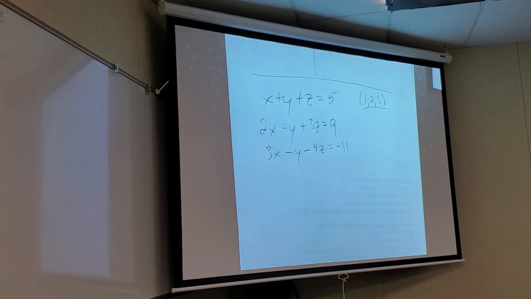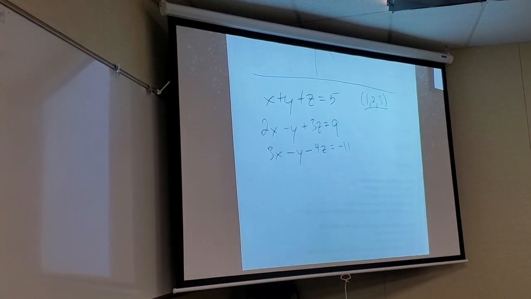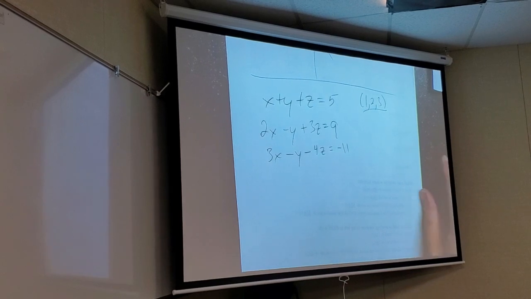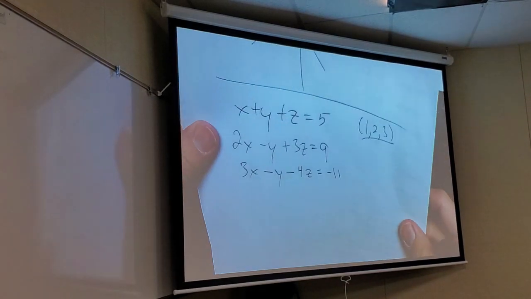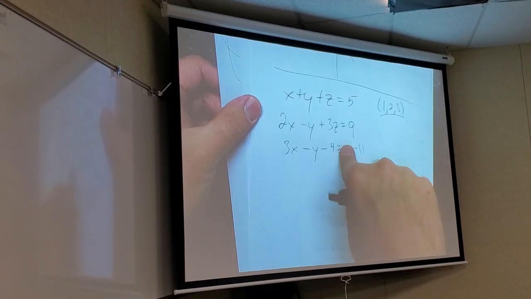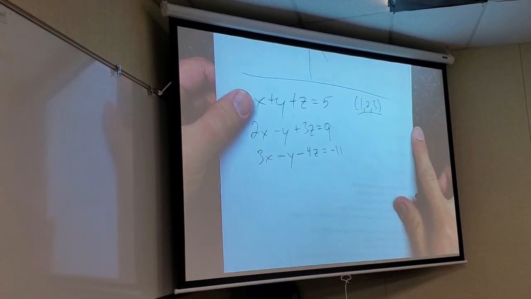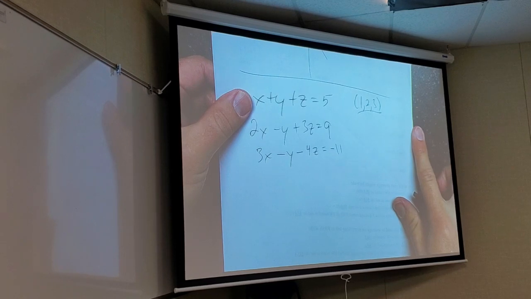So we're not going to graph these. Don't get all freaked out. We're not going to graph planes, because 3D graphing is not easy to do. So how are we going to solve this then? Well, wouldn't we have to solve it for each?